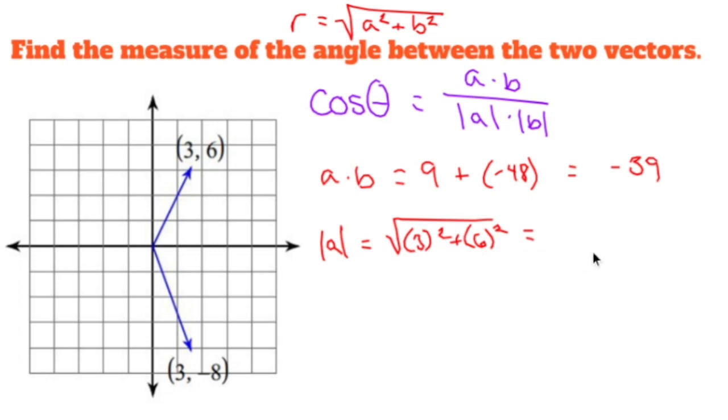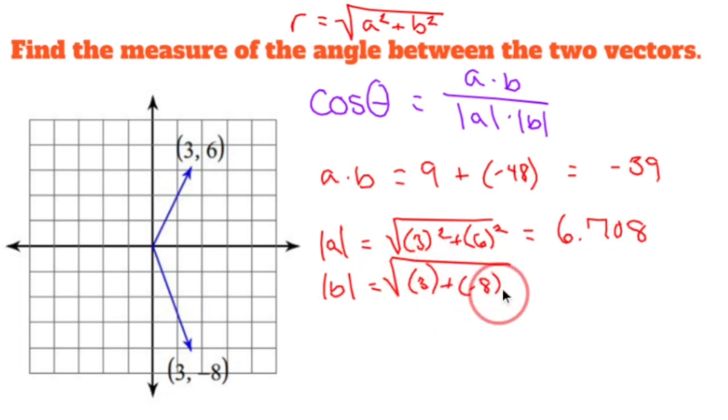Type all that into a calculator and you get 6.708. To find B, which I'm calling that B, I'm going to use this formula again, square root of 3 squared plus negative 8 in parentheses squared. Type that into a calculator and get 8.544.